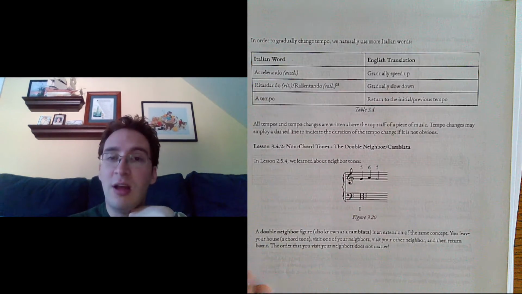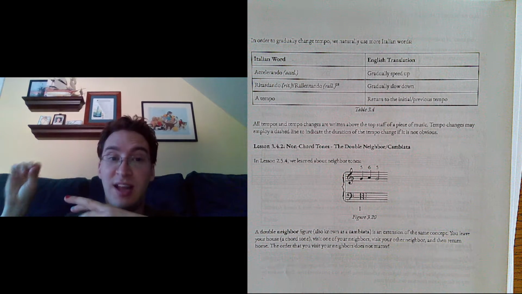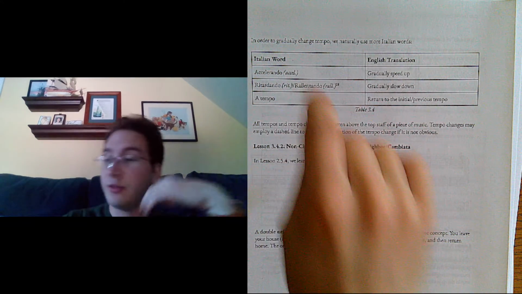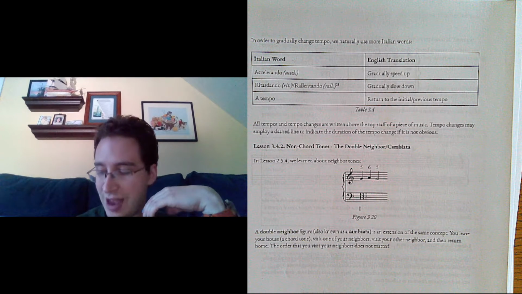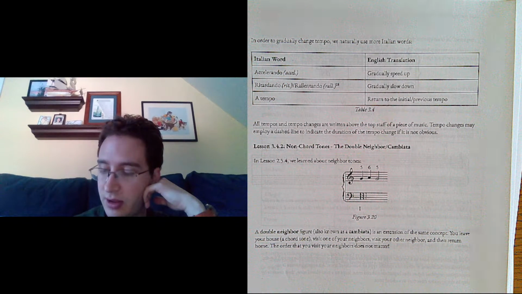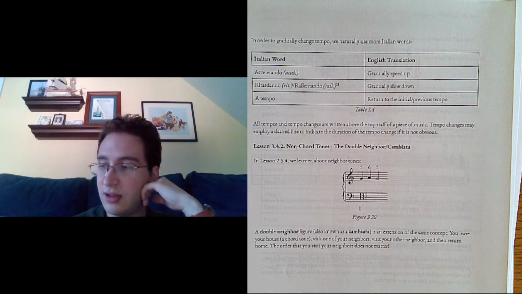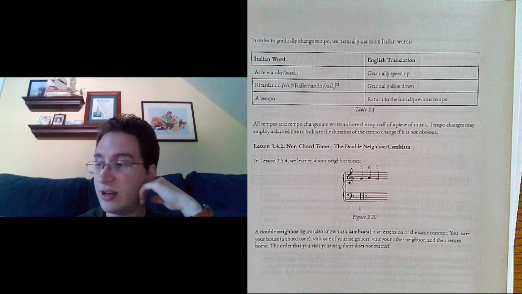Last thing to talk about: like sometimes in dynamics you want to gradually change from one to another. Same thing with speed. Sometimes you want to gradually get faster and faster, and that would be an accelerando. That would be gradually speeding up. The opposite of that would be ritardando or rallentando, gradually slowing down.